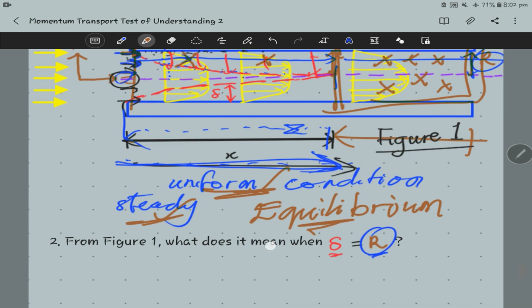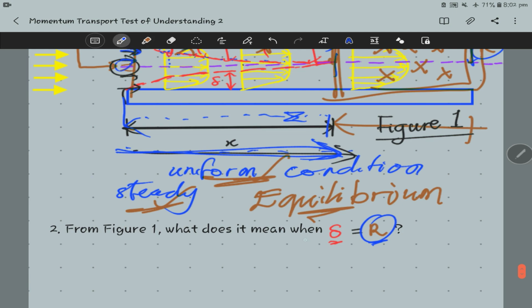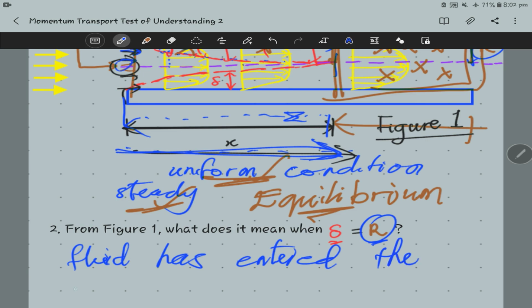So clearly it means that when this is equal to this, the fluid has entered the fully developed region.